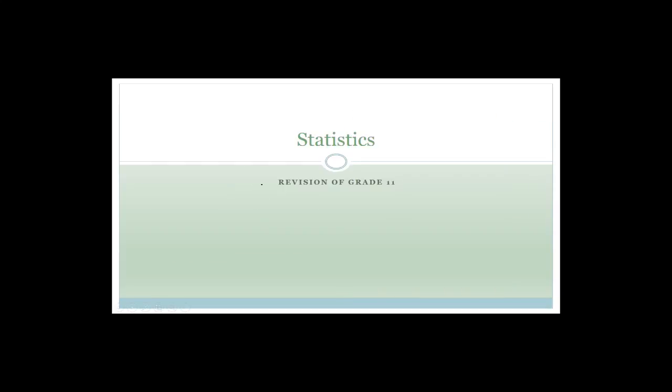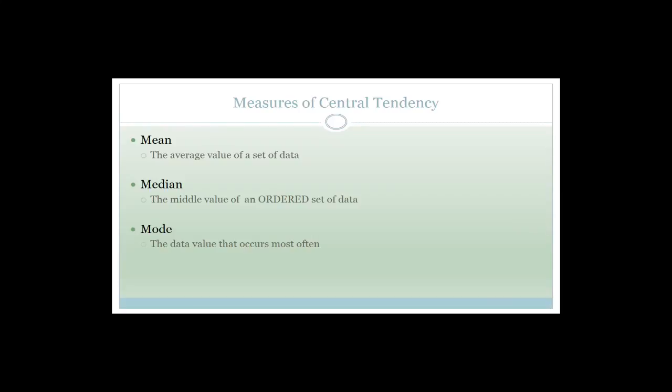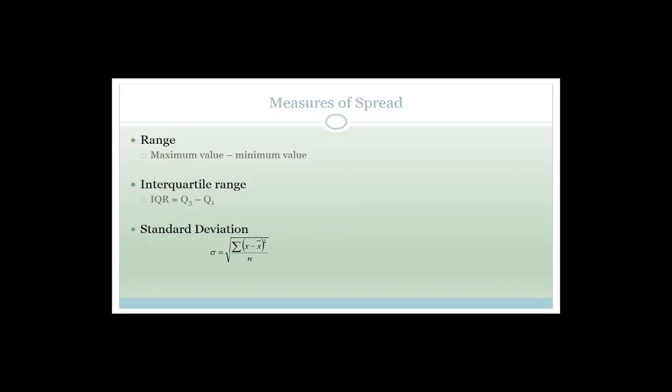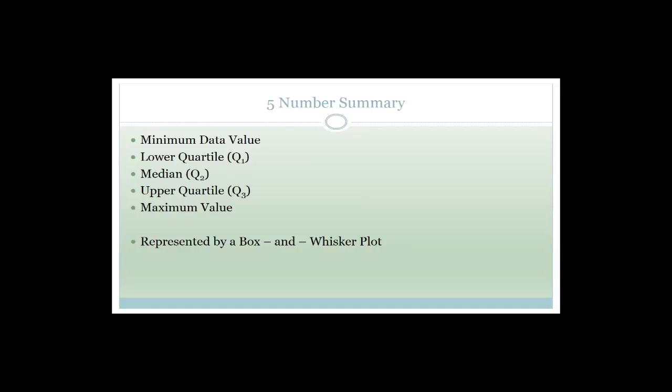Right, now just a reminder of the measures of tendency. We've got mean, which is the average value of a set of data, median, which is the middle value of the ordered set of data, mode, which is the data value that occurs most often. Range, we've spoken about interquartile range, standard deviation we do on the calculator, which is awesome. The five number summary, remember, is minimum, lower quartile, median, upper quartile, and maximum value, which can be represented in the box and whisker plot.